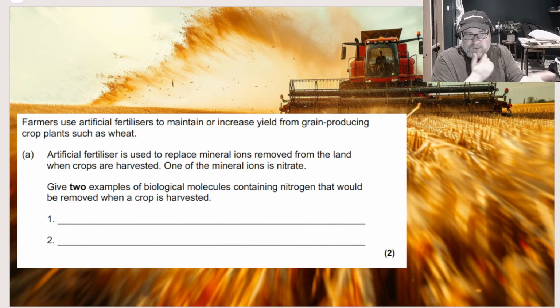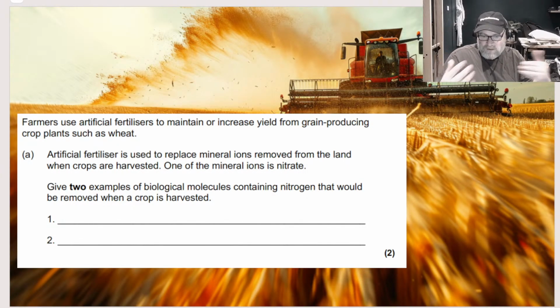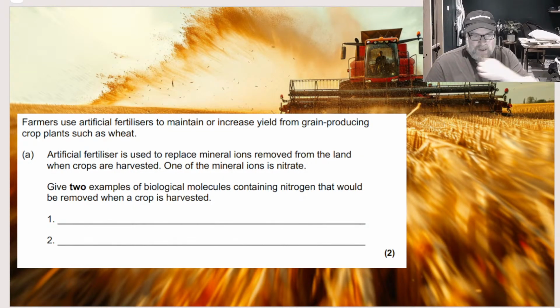This was an AO2 question. So your AO1 is, do you know what molecules contain nitrogen? And then your AO2 skill is being able to apply it. This says, give two examples of biological molecules containing nitrogen that would be removed when a crop is harvested. So when I pull wheat or carrots or potatoes out the ground, what biological molecules could be in those carrots or potatoes that carry nitrogen? You'd be thinking of DNA, RNA, proteins, amino acids, those types of things. Anything that could potentially contain nitrogen is what's getting removed when you pull it out of the ground. Anywho, yeah, it's the old nitrogen cycle.